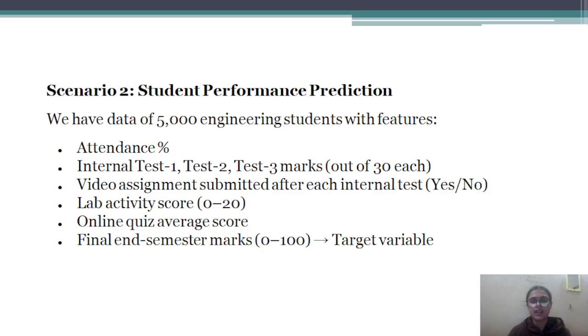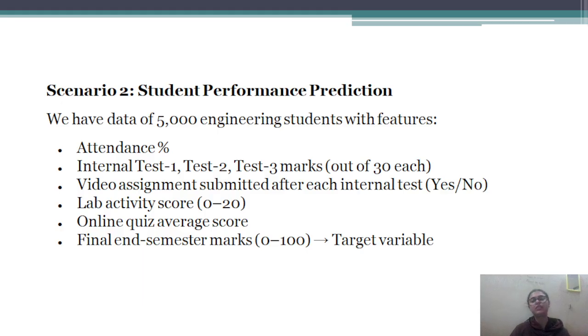And the second scenario is student performance prediction. Here we are given the data of 5,000 engineering students, and the features include attendance percentage, internal test 1, test 2 and test 3 marks, whether video assignments were submitted after each test or not, lab activity score, plus online average score. The final end semester examination marks out of 100 is the target variable.